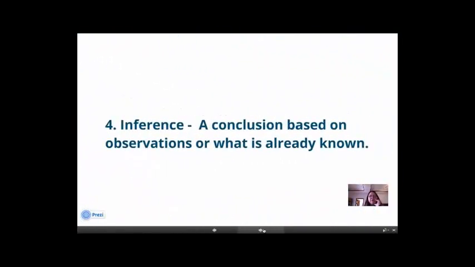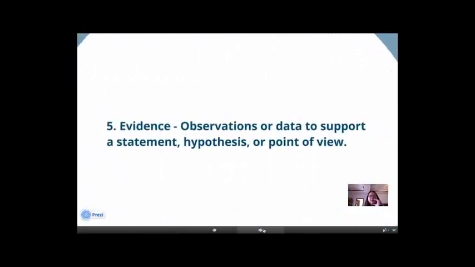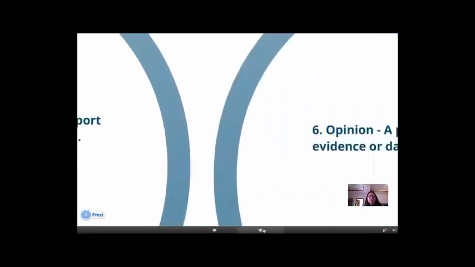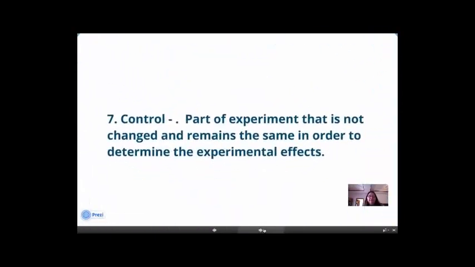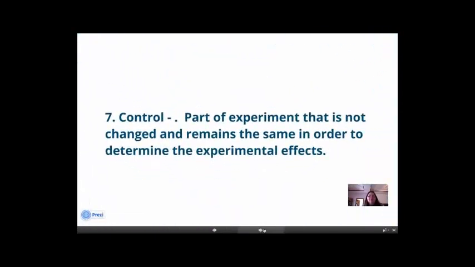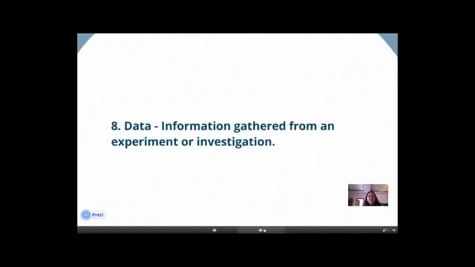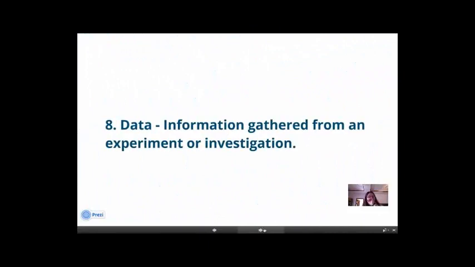Inference, a conclusion based on observations or what is already known. Evidence, observations or data to support a statement, hypothesis, or point of view. Opinion, a personal belief not based on evidence or data. Control, part of an experiment that is not changed and remains the same in order to determine the experimental effects. Data, information gathered from an experiment or investigation.